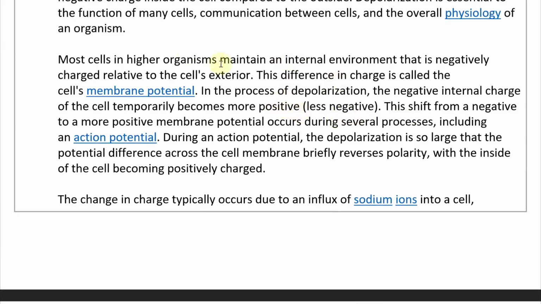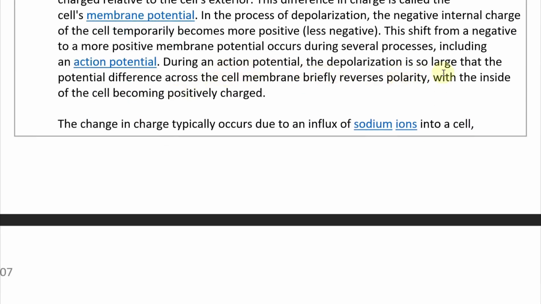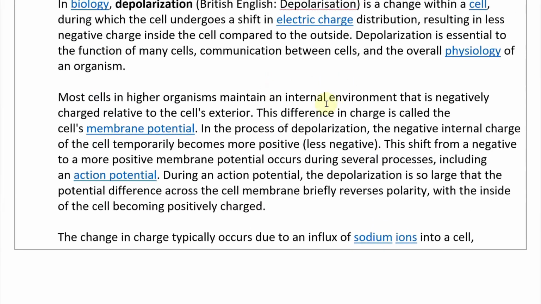So yes, most cells in higher organisms, like animals, maintain an internal environment that is negatively charged relative to the cell's exterior. This difference in charge is called the cell's membrane potential. In the process of depolarization, the negative internal charge of the cell temporarily becomes positive, or less negative. This shift from a negative to a more positive membrane potential occurs during several processes, including an action potential. During an action potential, the depolarization is so large that the potential difference across the cell membrane briefly reverses polarity. The inside of the cell becomes positively charged, and then it will need to switch back, and you can have that full action potential.